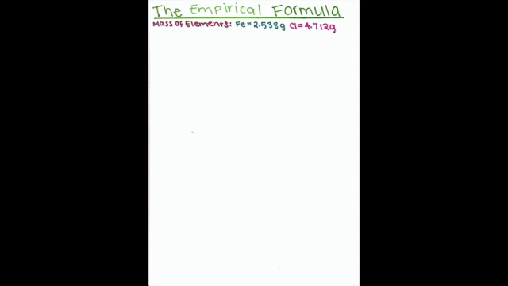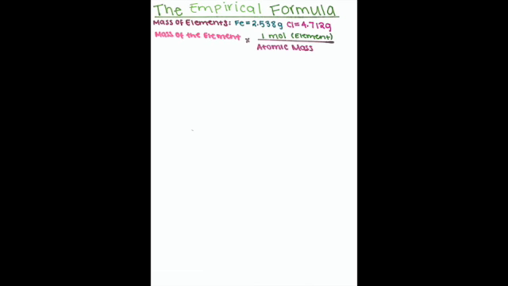As you can see, the two elements that we're going to be working with today are iron and chlorine. We're going to be working with 2.538 grams of iron and 4.712 grams of chlorine. And just so you know, the compound that we're going to eventually get at the end is iron chloride.